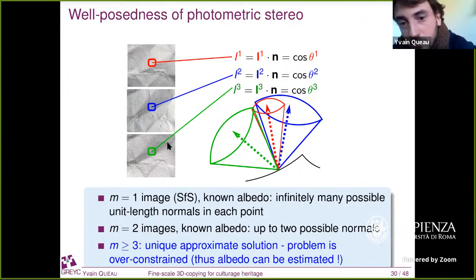Now, if I add a third image, I define a third cone, and in an ideal world, the three cones will coincide in just one point, and I will get one unique solution. In the real world, there is noise and measurement error, so I will seek the best approximate intersection of the cones, but still the solution is unique. What is interesting is that the normal has actually only 2 degrees of freedom, and I have three or more equations. So the problem is over-constrained, and this is exactly what permits me to add another unknown to my problem: here, the reflectance of the scene.